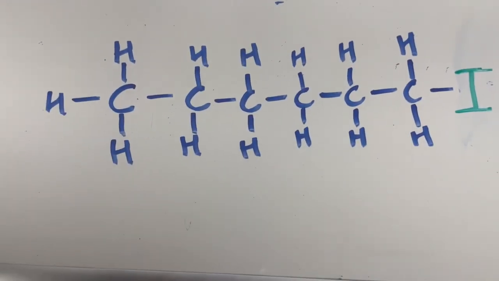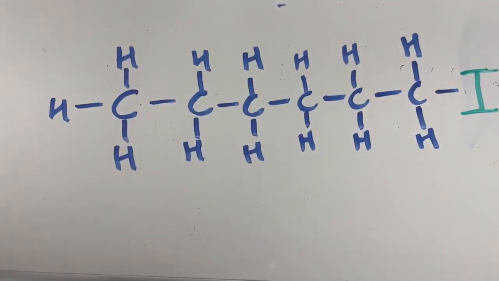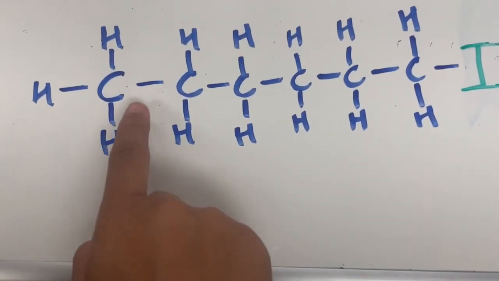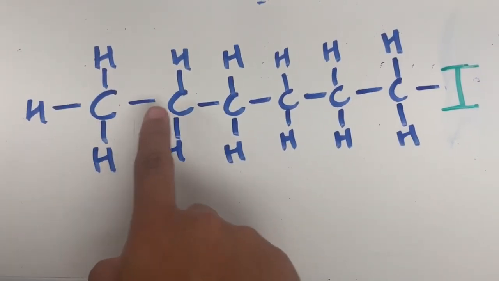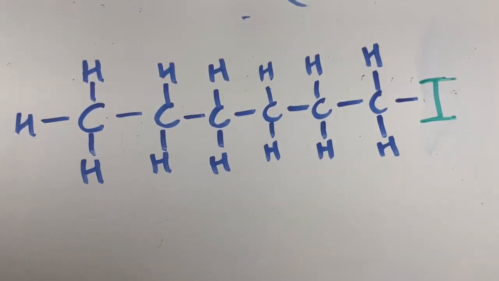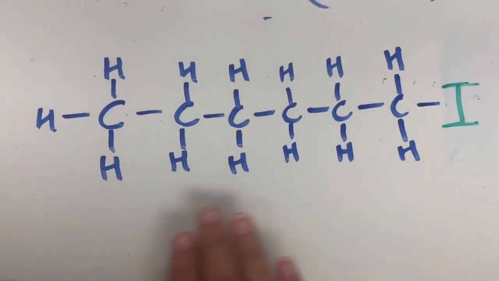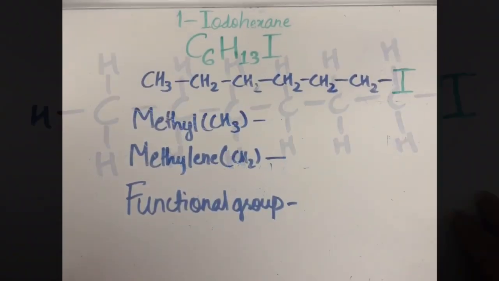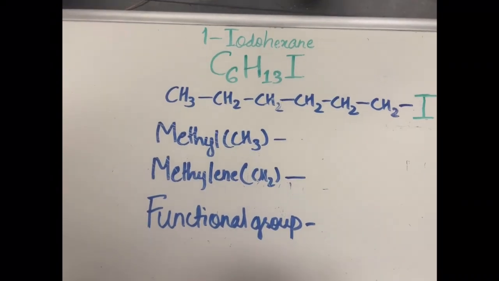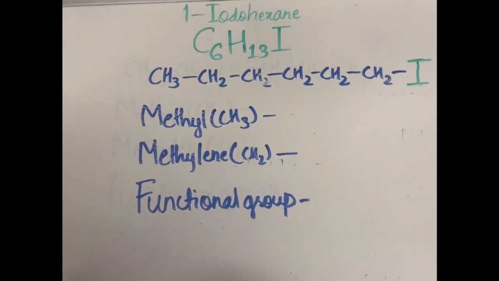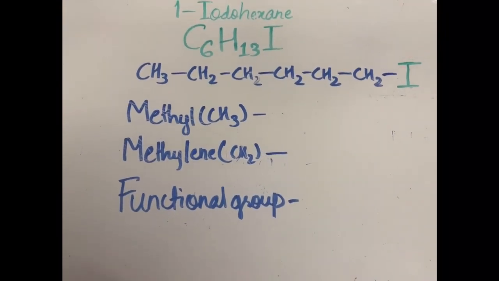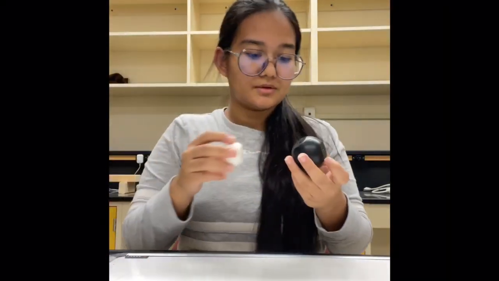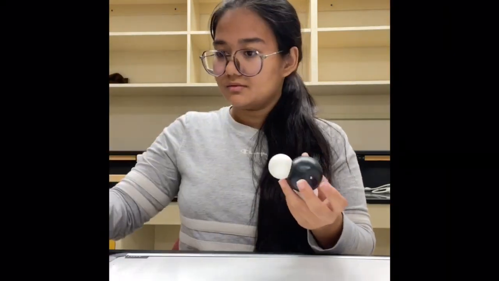Before we start building our molecule using Snatoms, I want us to have an idea of how the 6 different carbons are connected and how the functional group iodine is connected within the carbon chain. We only have one substituent, which is the iodine. Using the Snatoms, I want us to be able to identify the methyl, the methylene, and the functional groups easily and count the number of sigma bonds in this molecule. Now that we have all the Snatoms that we need, I can finally start building my molecule.